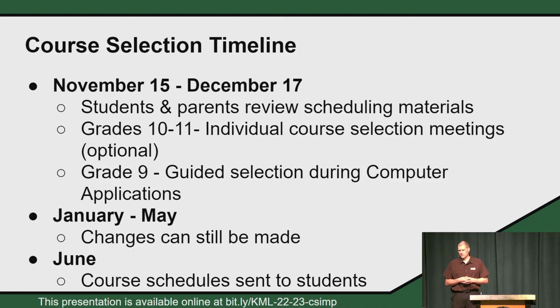Then grades 10 through 11 will have either individual course selection meetings or may do this on their own in that time range. If your student is a freshman in grade 9, they're going to have a guided experience with that during their computer applications class. Then once we get into January through May, you can still make changes to what you're scheduled for or what you're asking to take. And then in June or July, course schedules will get sent out to students.